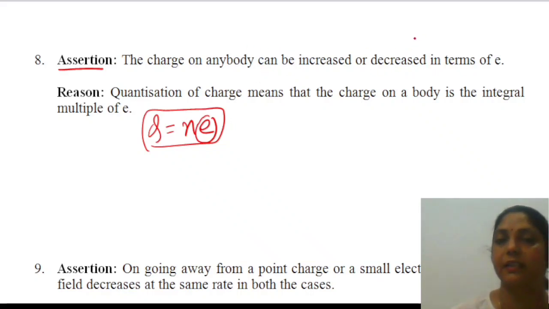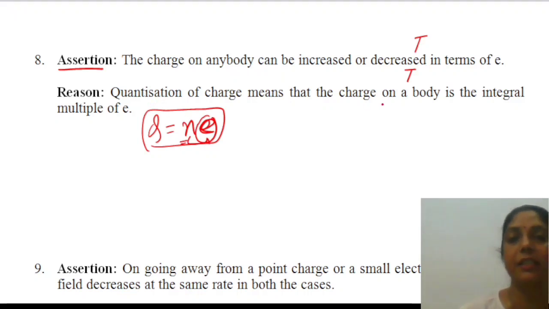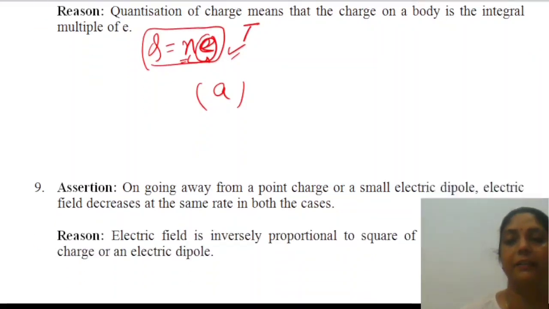Assertion: the charge on any body can be increased or decreased in terms of e. Yes, this statement is correct, right? This statement is true. Total charge is equal to ne, so it can be increased or decreased in terms of e only. It is an integral multiple of e, right? Reason: quantization of charge means the charge on a body is an integral multiple of e. Yes, this statement is also correct, and this reason is the true explanation of this assertion. So which option is correct? Option number A, right?